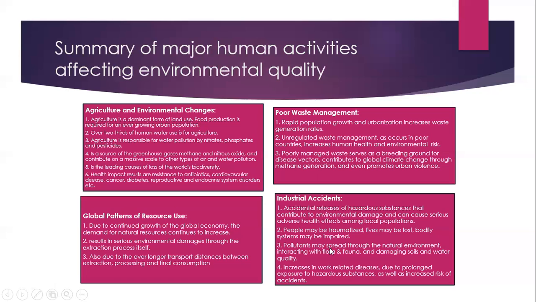Point 3, pollutants may spread through the natural environment, interacting with flora and fauna. It can damage soils and water quality, so we know that. It can also increase industrial accidents, and also shows increases in work-related diseases. Some of these may not even be accidents, but for example, consider the use of certain types of materials in workplaces. Remember, for many years there was the use of asbestos materials in many workplaces. And we know that when exposed to that type of material for extended periods, so the length of exposure is also an issue, people develop many diseases associated with exposure to asbestos.